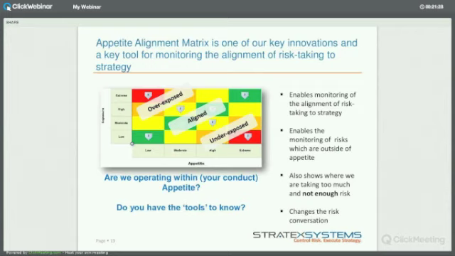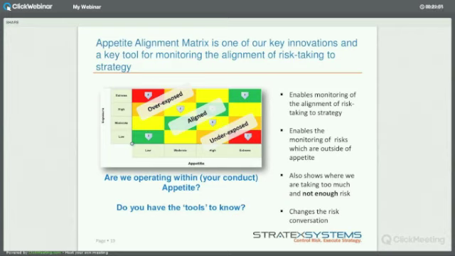Another innovation that we've brought into our software and through our methodology is this appetite alignment matrix. And this is a tool, a dashboard, that we have seen really change the conversation around risk at a number of our clients. And what you can do with this tool is plot onto the matrix business units or objectives or risks. There's options to do either of those.